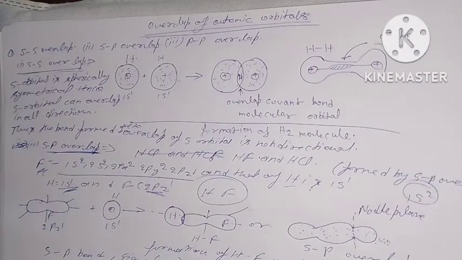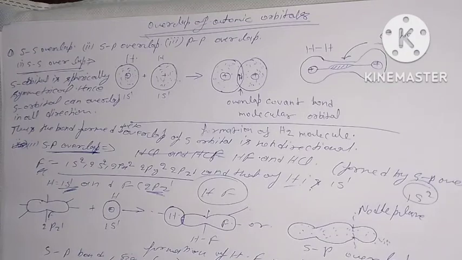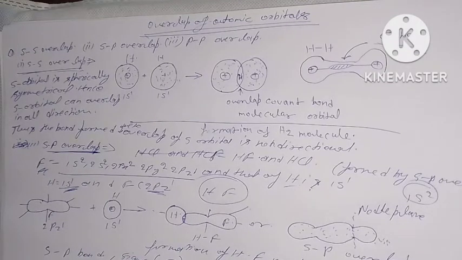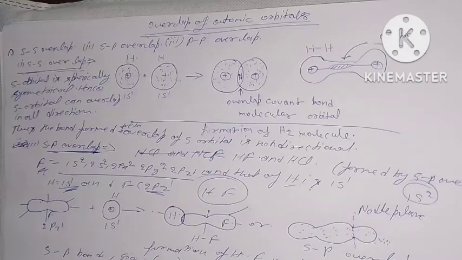Two sigma bonds are formed respectively. Okay, so this is sp overlapping.